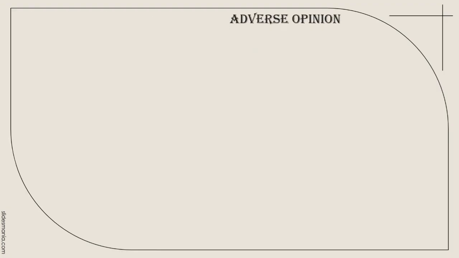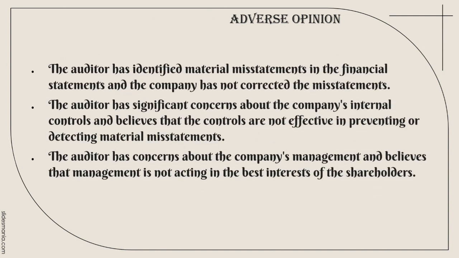Adverse opinion. The auditor has identified material misstatements in the financial statements, and the company has not corrected the misstatements. The auditor has significant concerns about the company's internal controls and believes that the controls are not effective in preventing or detecting material misstatements. The auditor has concerns about the company's management and believes that management is not acting in the best interests.